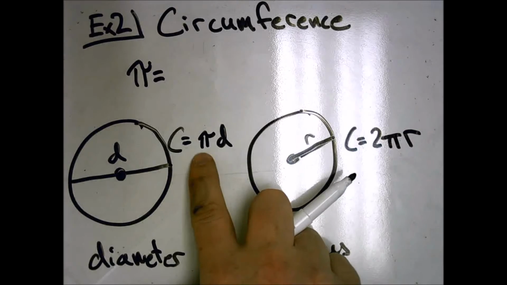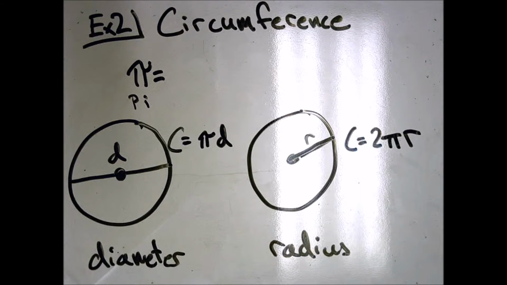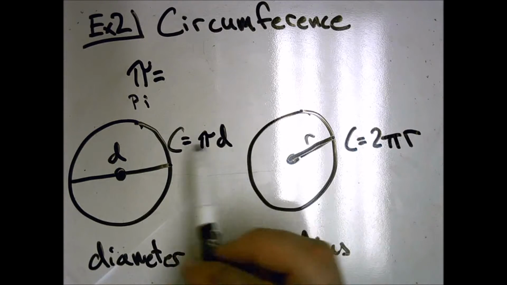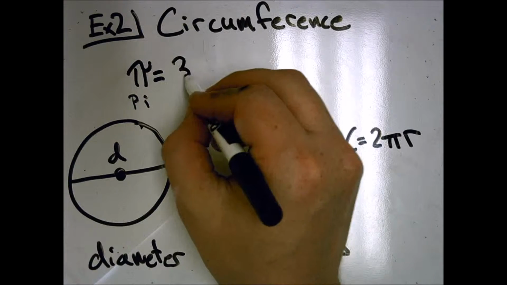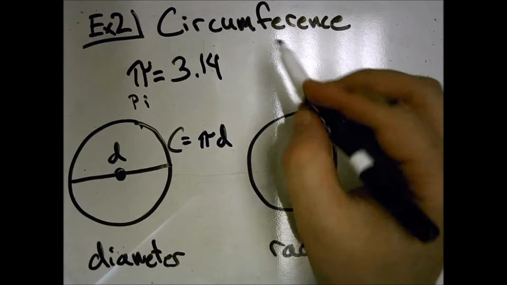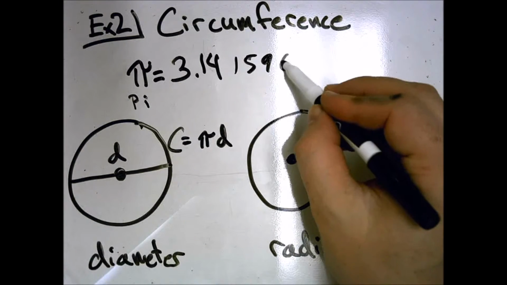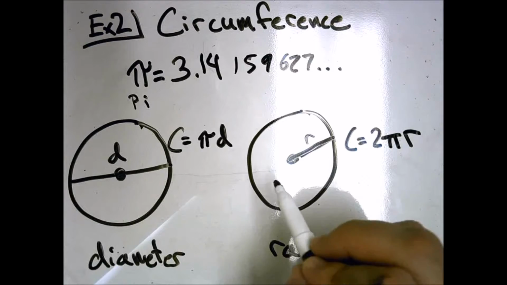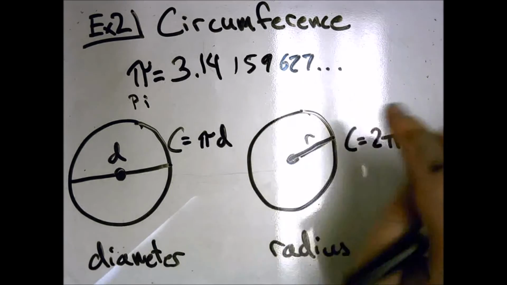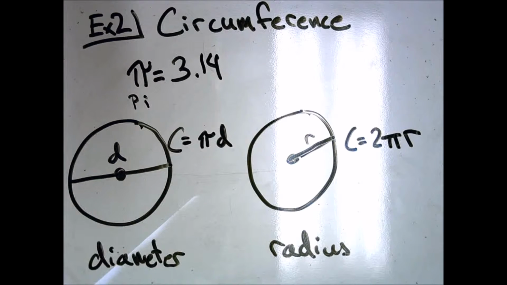Now this strange symbol pi that I wrote down, spelt P-I if you're going to say it out loud, you actually use the abbreviated number for it, 3.14. In reality it goes on forever, 159, I think 627, yada yada yada. I'm not sure about those last 3 there. But for your calculations, you're just going to say it equals 3.14.